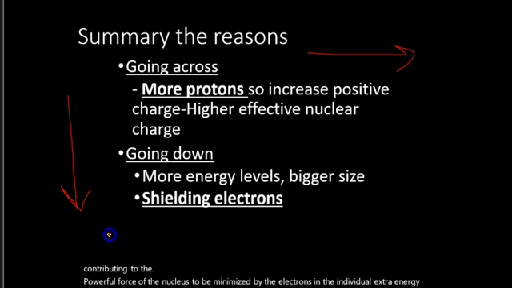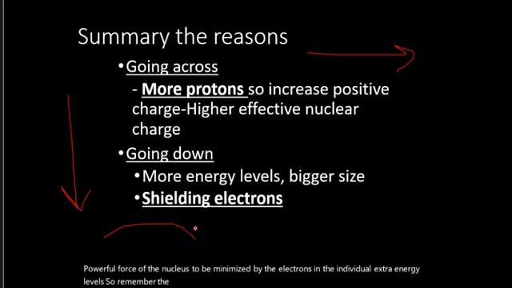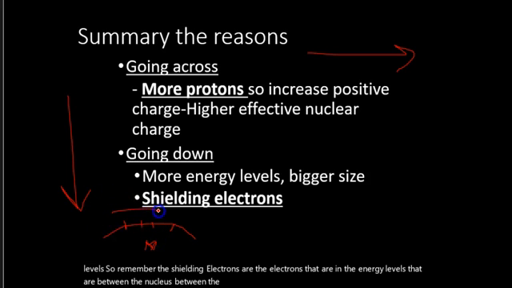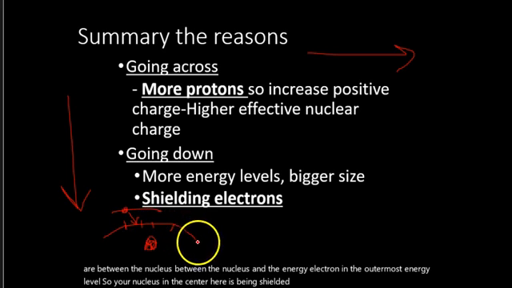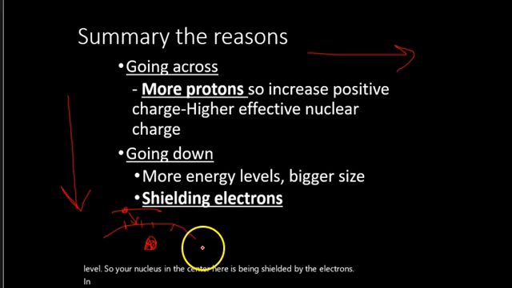So remember, the shielding electrons are the electrons that are in the energy levels that are between the nucleus and the electron in the outermost energy level. So your nucleus in the center here is being shielded by the electrons in the energy levels that are before it.